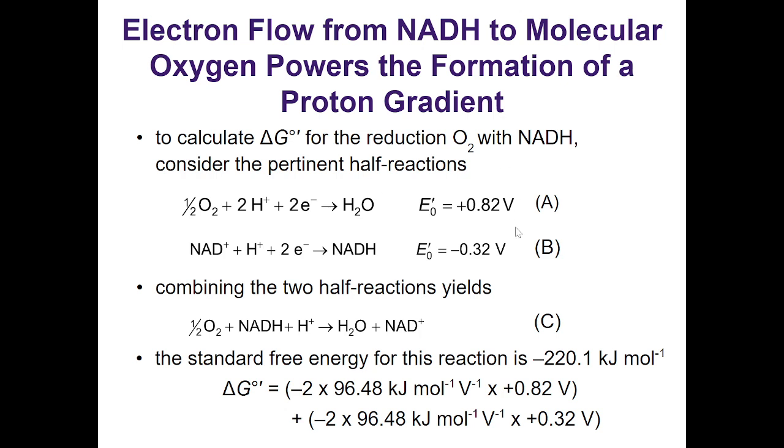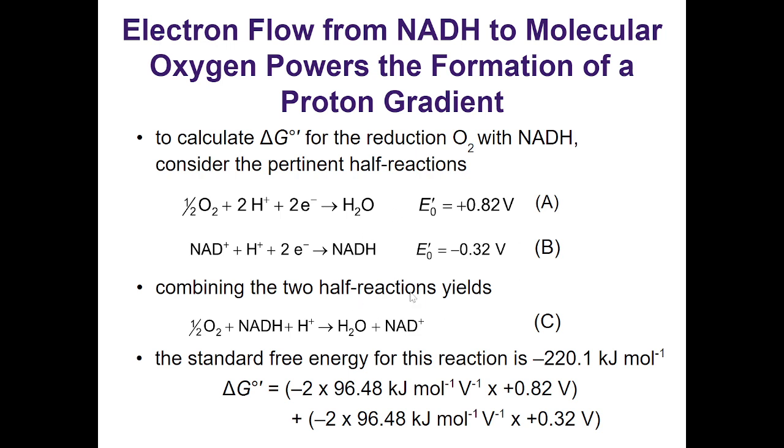Okay, so to calculate the delta G naught prime for the oxidation of NADH with O2, we'll consider the pertinent half reactions as listed in the table. So right here we have 1/2 O2 going with 2 H plus and 2 electrons being transferred. That gives us the water, and that's the final oxidation we're going to have in this, right? And that has an E naught prime right here, plus 0.82 volts. Now, this right here is NAD plus, H plus, and 2 electrons transferred. That gives us NADH here.